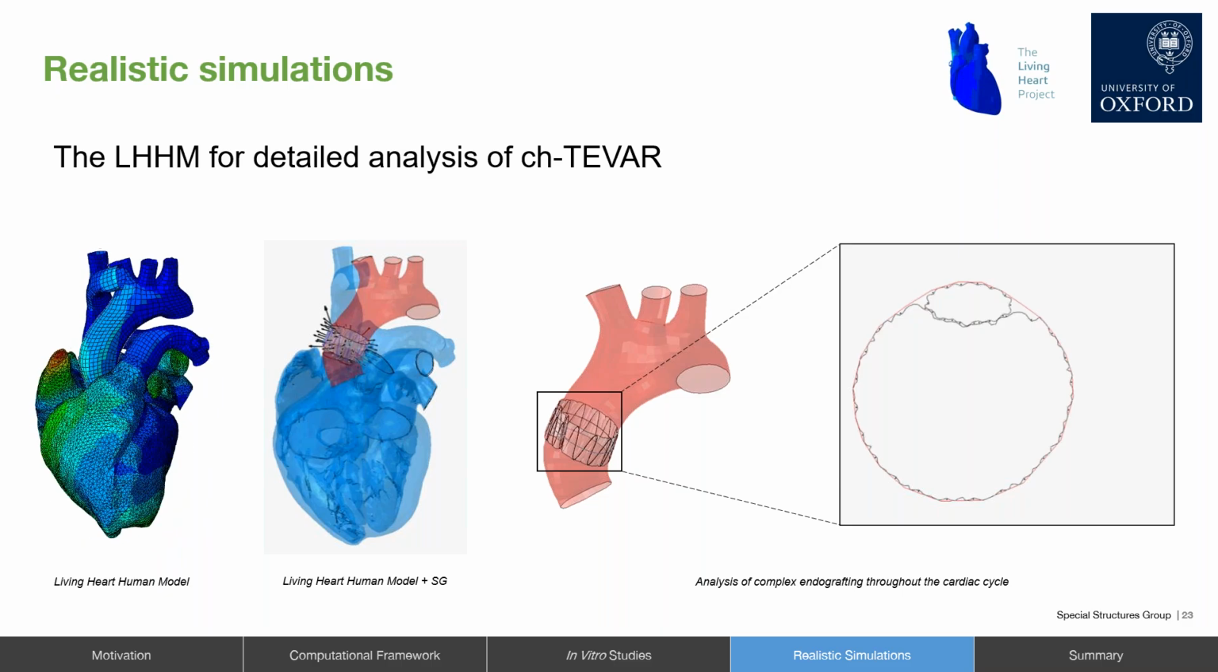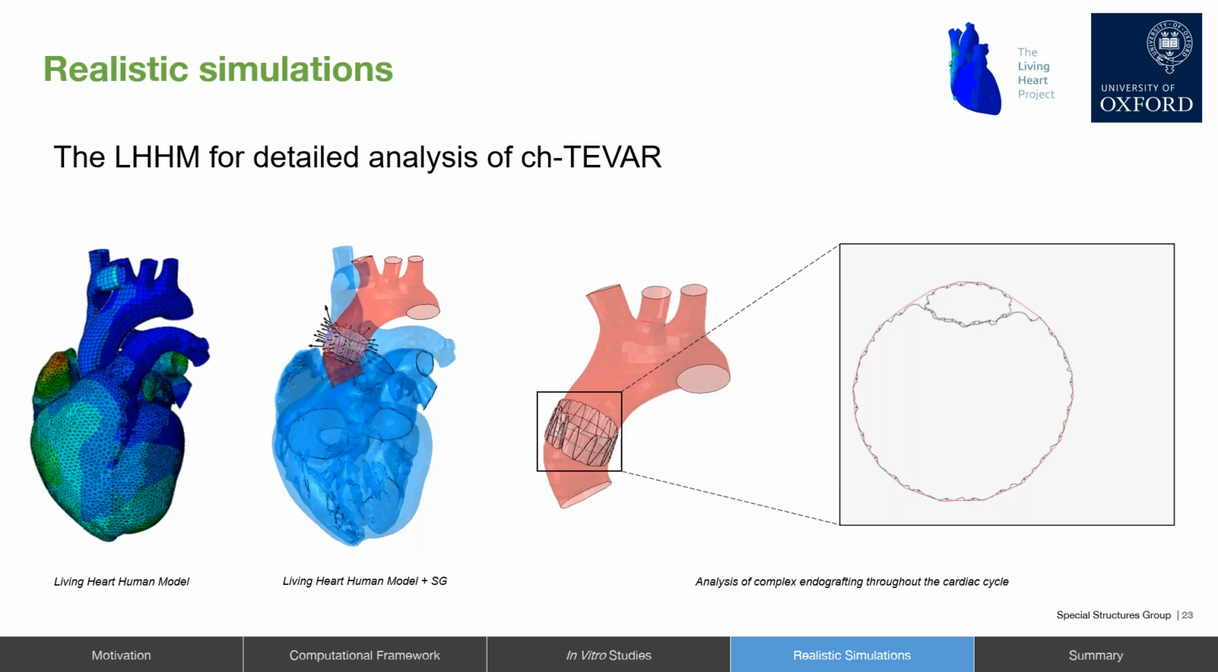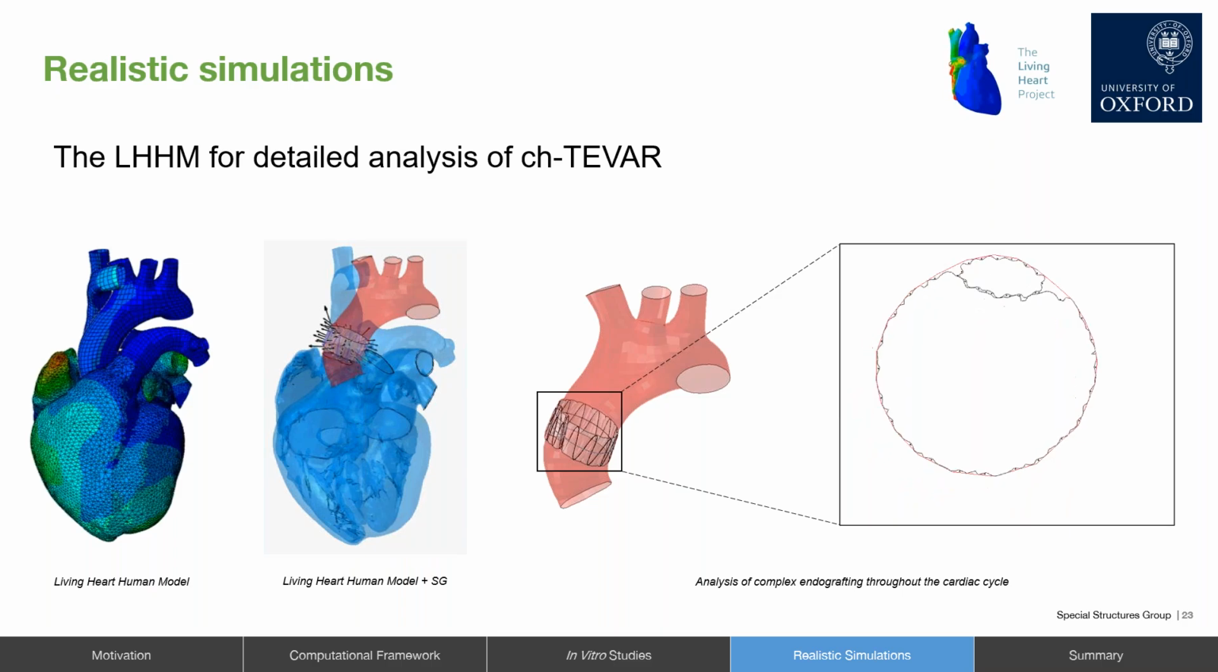Now, using this model, we can perform device deployments. What we can do is, as per the original simulations, look at things like strains within the device and how the device interacts with the arterial wall. Crucially, we can extend these parallel endografting cases and investigate how devices interact over the course of the cardiac cycle.